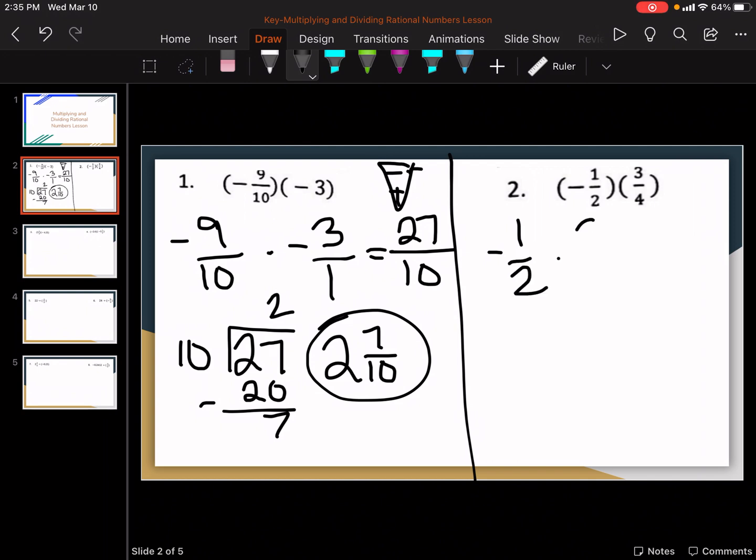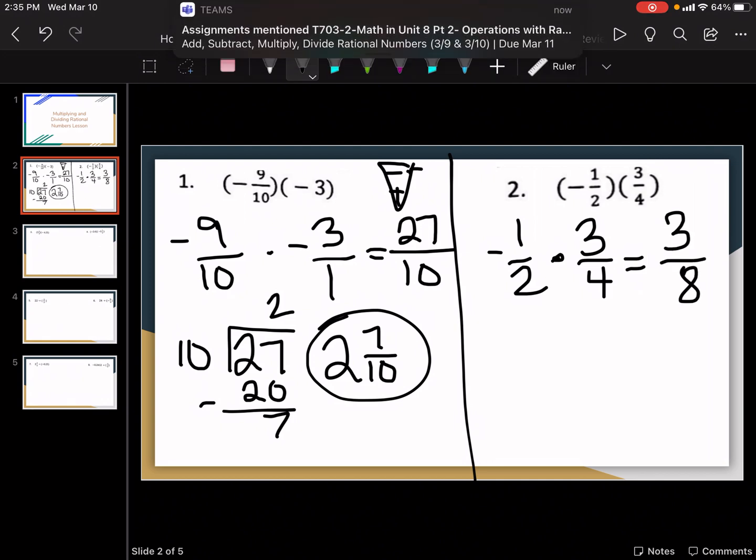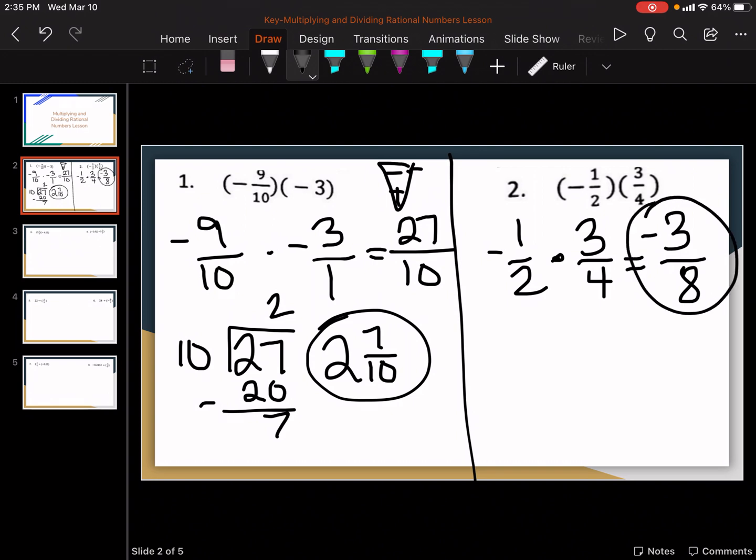Negative 1/2 times 3/4. Multiply straight across. 1 times 3 is 3. 2 times 4 is 8. One's positive, one's negative, so your answer is negative.